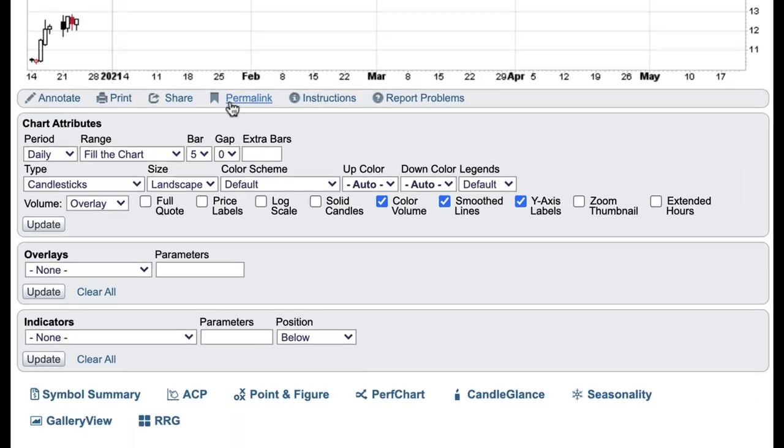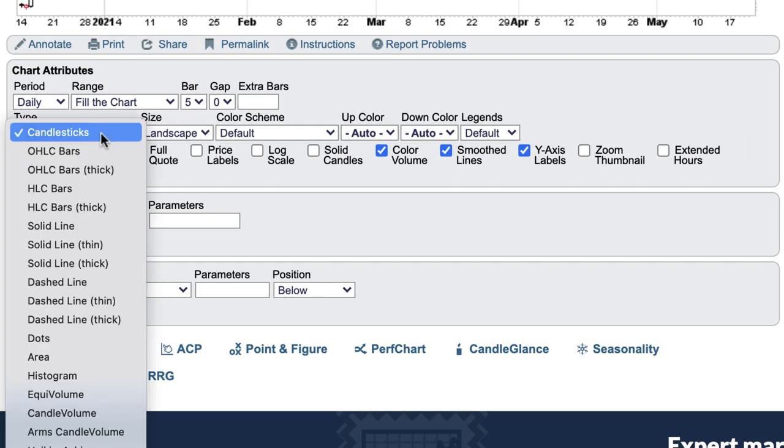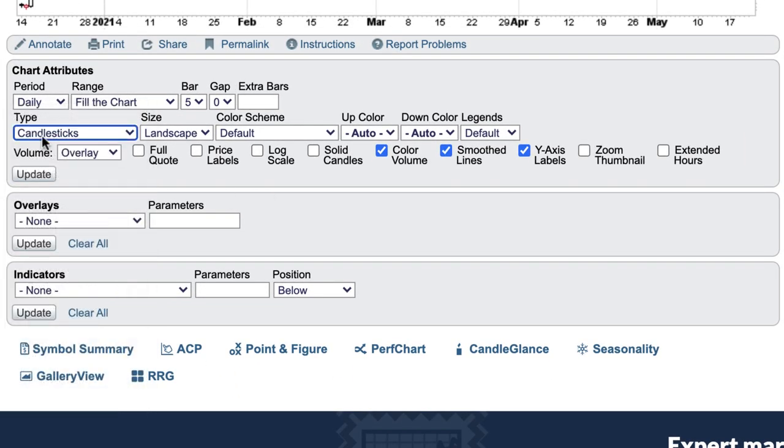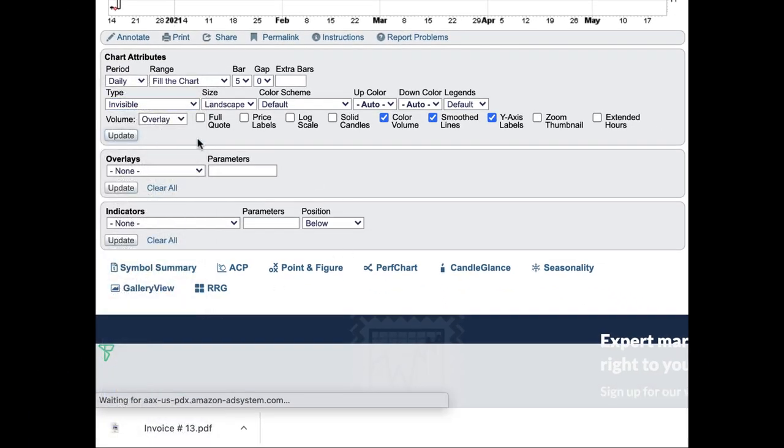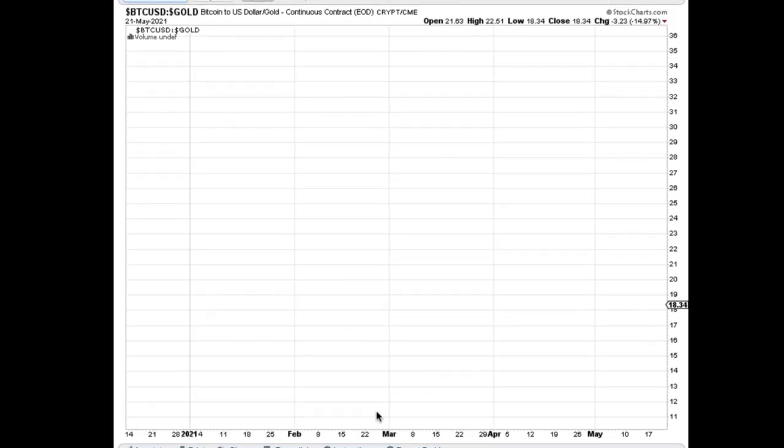Now, I want to actually make this invisible. So from type, we're going to click here, scroll down to invisible. Now, if I open that up, you can see there's nothing on the chart.